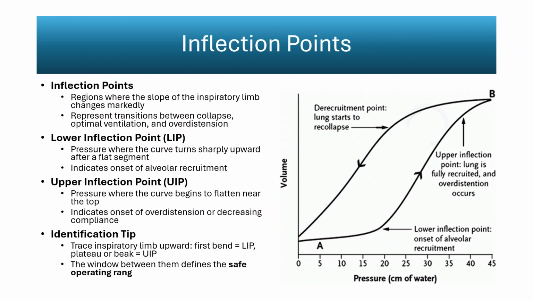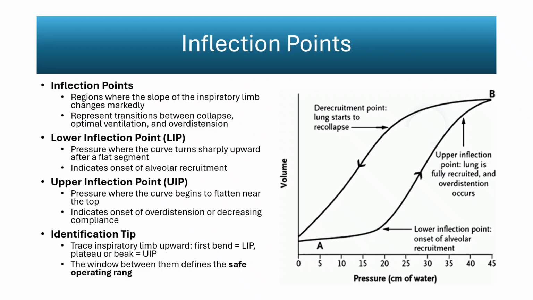Inflection points are specific regions on the inspiratory limb of the pressure-volume loop, where the slope changes noticeably. These changes mark transitions in how the lung responds to pressure as it inflates. At low pressures, the curve often begins with a relatively flat segment because many alveoli remain collapsed. Small increases in pressure produce minimal increases in volume during this early portion of the loop. When pressure reaches the lower inflection point, the curve turns upward more sharply.